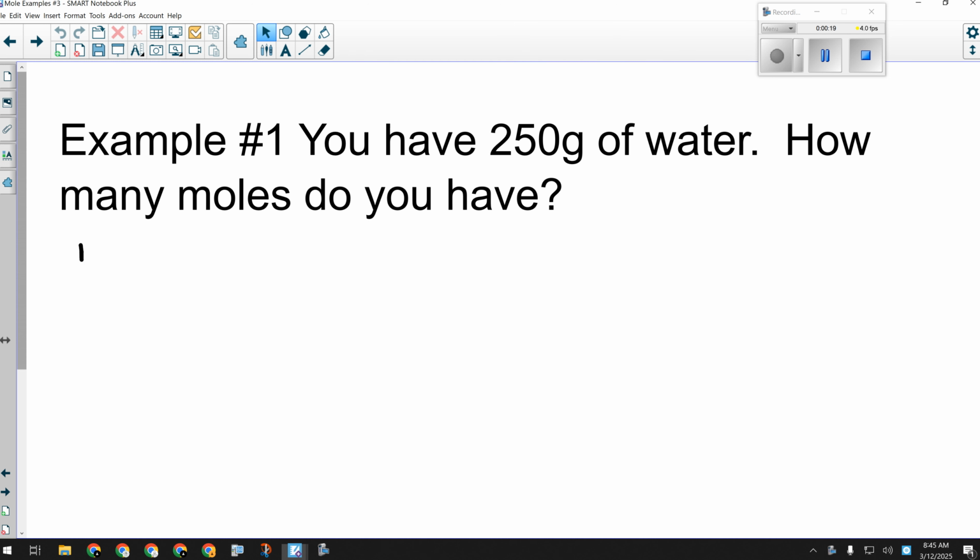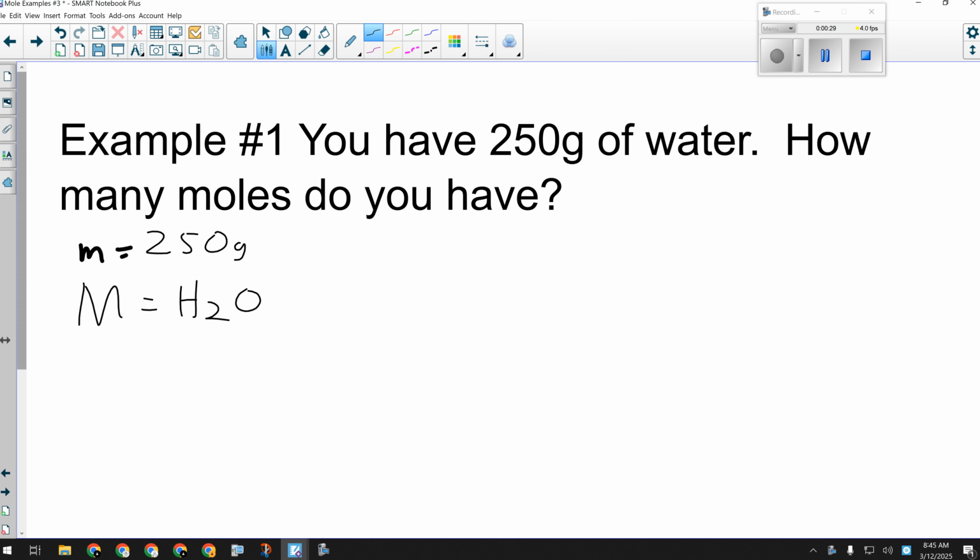Right, water and mass, so that I know what little m is. Okay, little m is going to be 250 grams, and big M is H2O. All right, that'll help me get the actual molar mass for that. So there's hydrogen, there are 2 of them, so I multiply that by 2, and then I add that to the single oxygen, and I get a molar mass of 18.02 grams per mole.